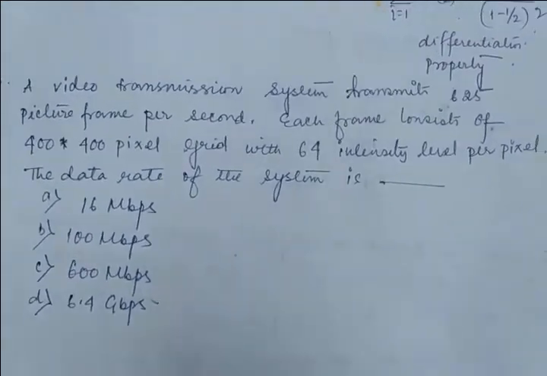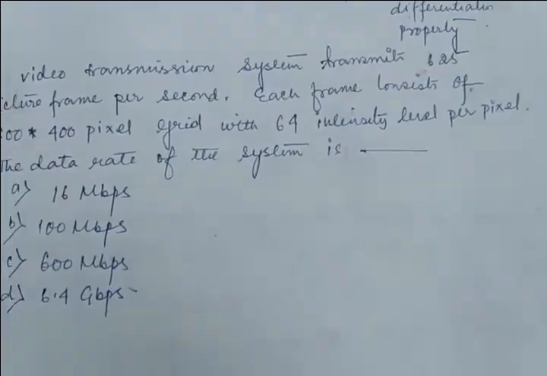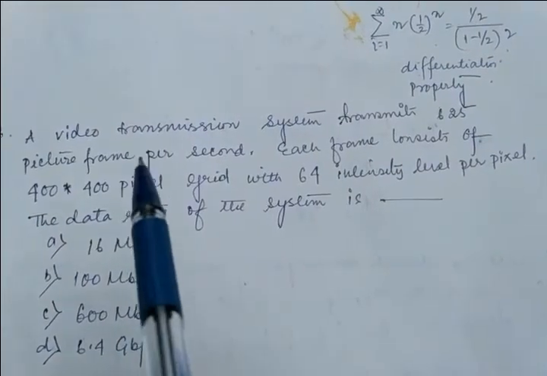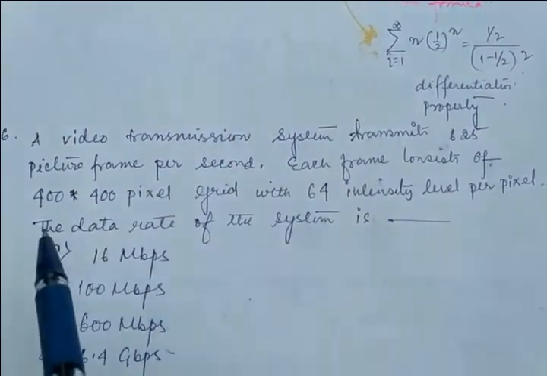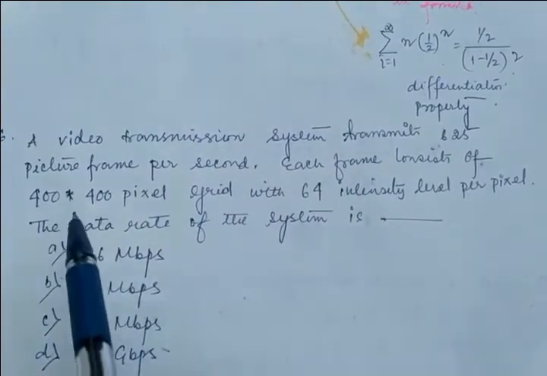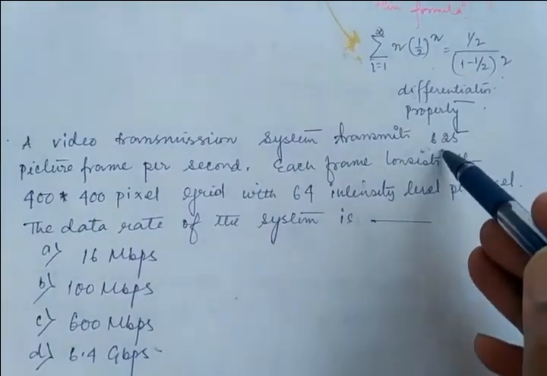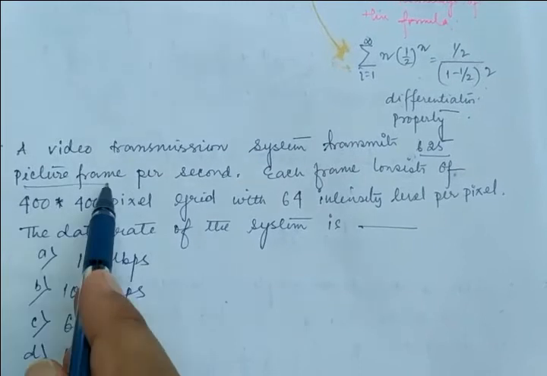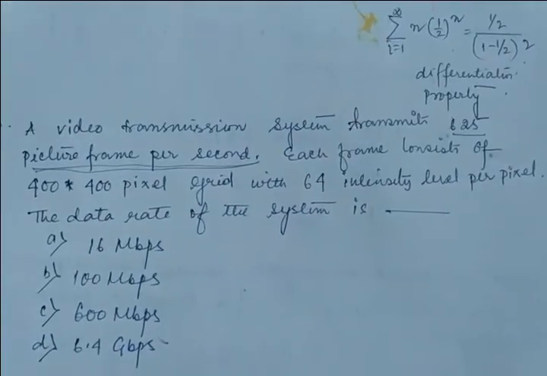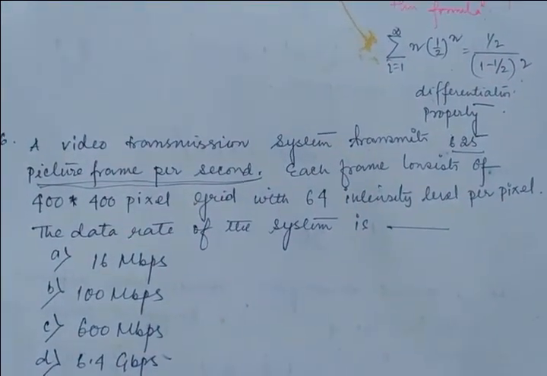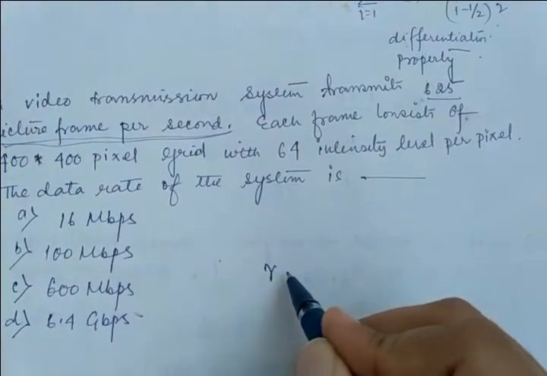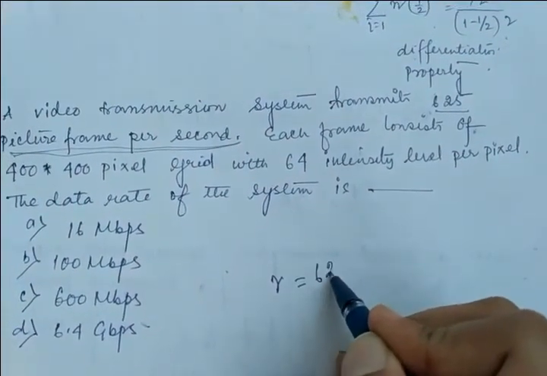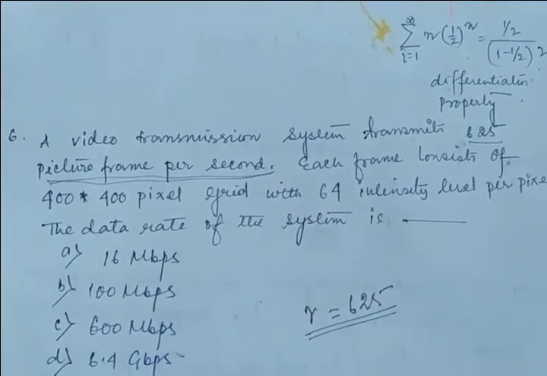Okay, coming to my next question. A video transmission system transmits 625 picture frames per second. Here is the first clue: picture frame per second, right? Whenever it is picture frames per second, this is nothing but the value of small r. So small r will be equal to 625 per second, right?